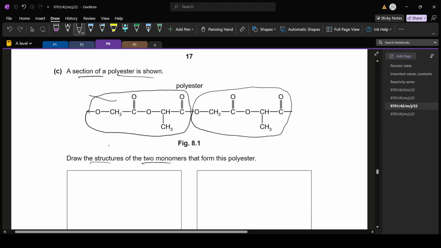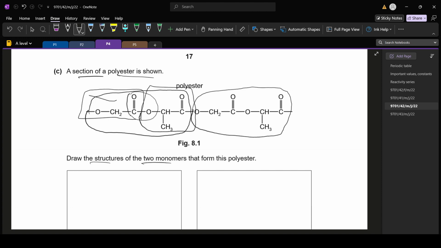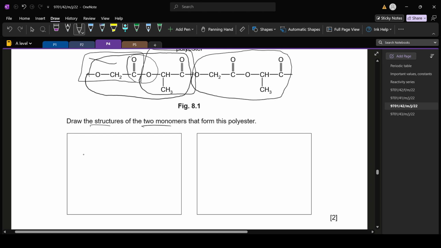Now let's find out the monomers. You will find monomers from the repeat unit. So this is your ester linkage, the ester group. I can say that this part is different and this part is different. So you will have a monomer, and this has an O group, so there must be an H group. So this is the structure of the first monomer, CH2, C double bond O. Let's make it correct.